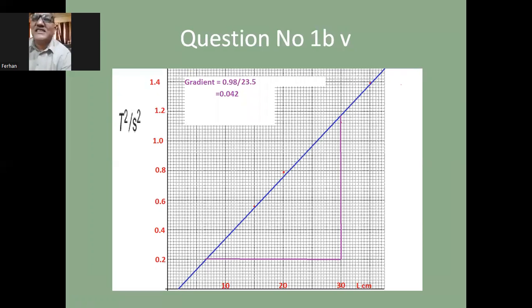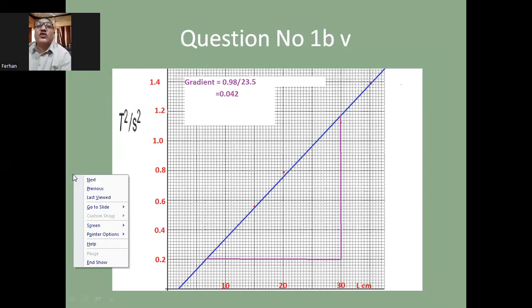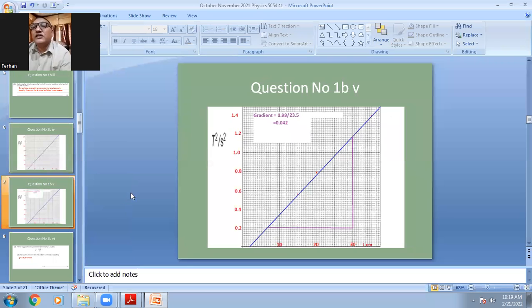Then they say find the gradient of this line. If you want to find the gradient, I took this point, I made this right angle triangle. This is called the rise, and this is called the run. So the rise, if you measure it, will be 0.98, and the run is 23.5. You just divide it, you get 0.042. So that's the gradient of this line. It's a very easy peasy question. I hope you understand.